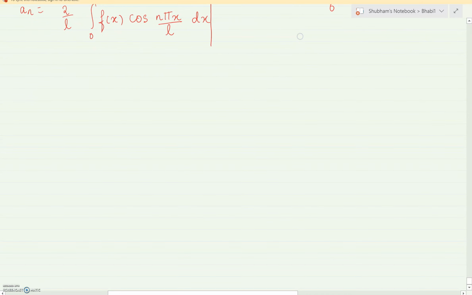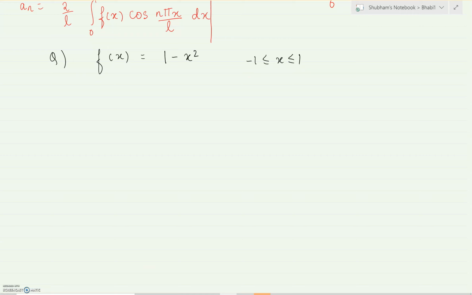Now let us begin with a simple sum. The question says, find the Fourier series for f of x is 1 minus x square. The range is minus 1 to 1. So now the range is minus 1 to 1, so the value for L is 1. In the formula, wherever L is there, we'll substitute 1.